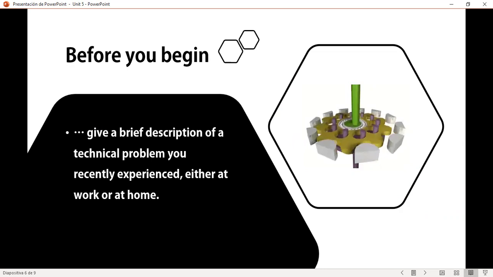Excellent. And as I was saying before we begin, I want you to give me a short description of a technical problem, maybe one you recently experienced at work or at home. Well, I can explain several technical problems, but I think in engines of cars, maybe when the engine exhaust emits black smoke, or when the engine has an oil leak.